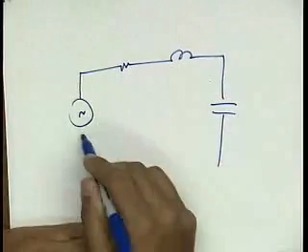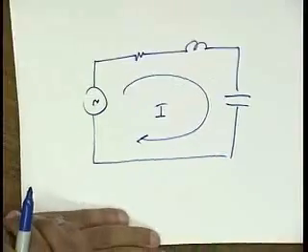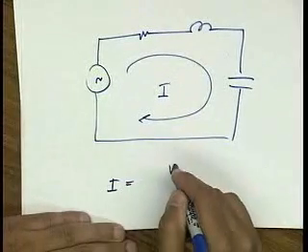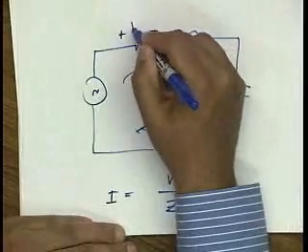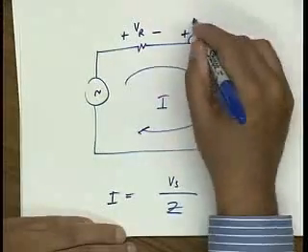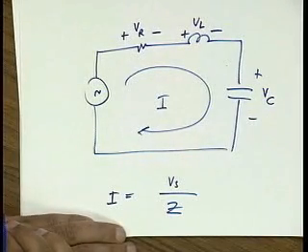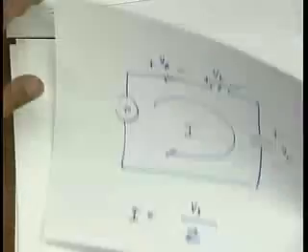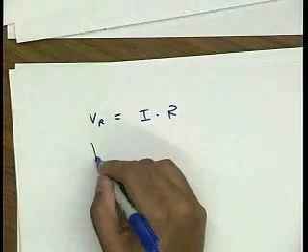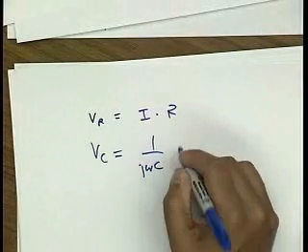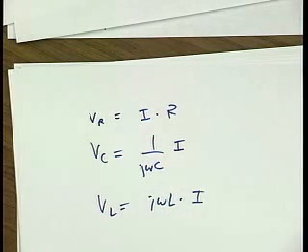So this is my series RLC circuit, and at any given frequency, some current flows through here, right? And that current is just Vs over Z. And I can define a VR, a VL, and a VC. Okay? Now VR is simply I times R. VC is 1 over j omega C times I, and VL is j omega L I.